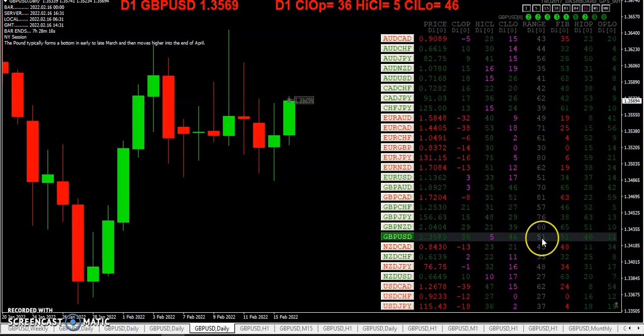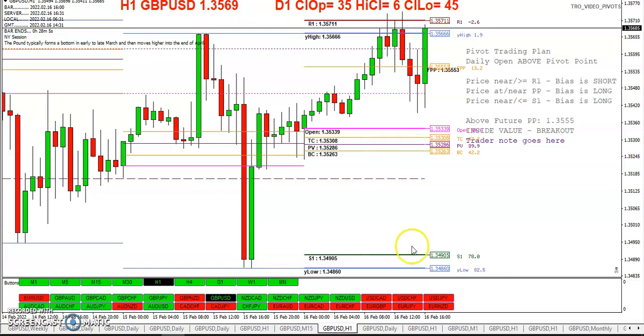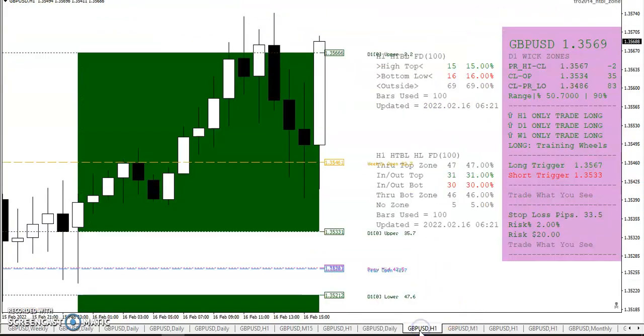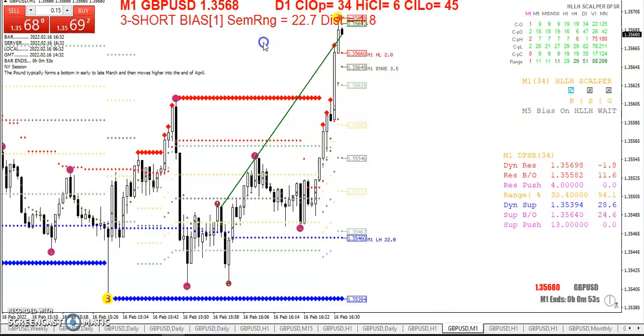We've got a range of 51. This number is usually about 60. You can see we broke across the previous day's high out of that wick zone. But one thing we haven't done was take out the pivot. You can see here we just broke out of the wick zone. We only closed out of it once. You can see here we put in a 3-ball.